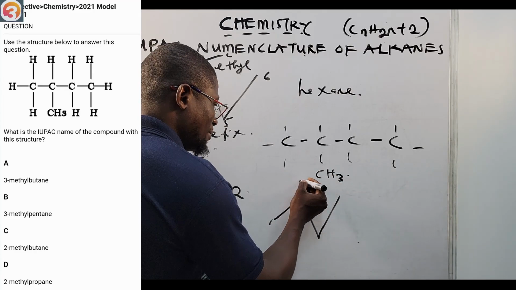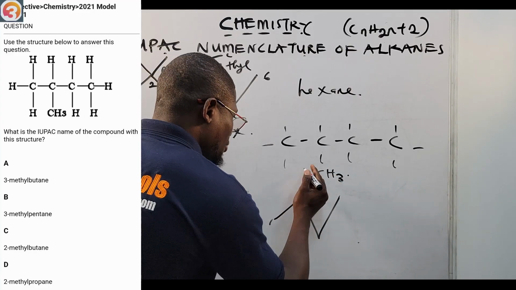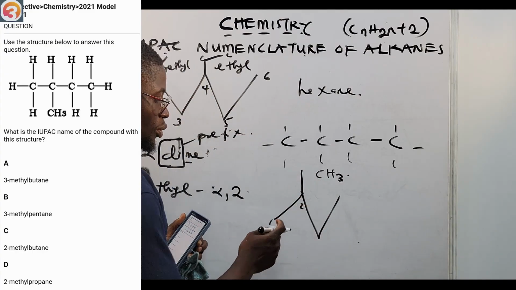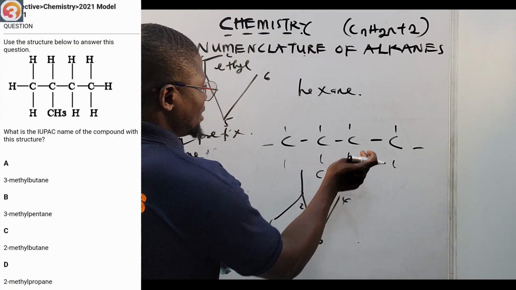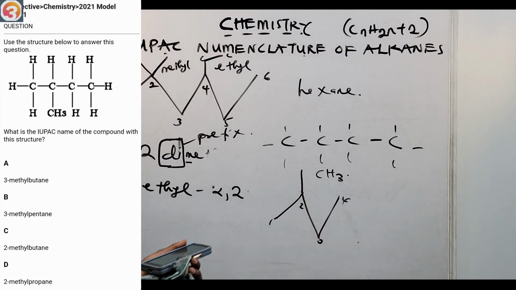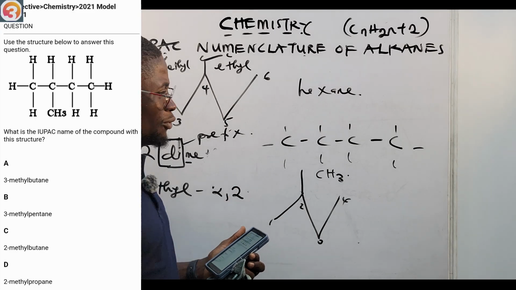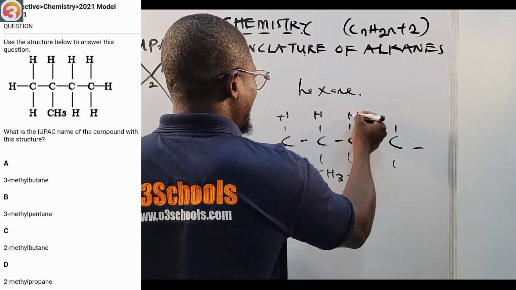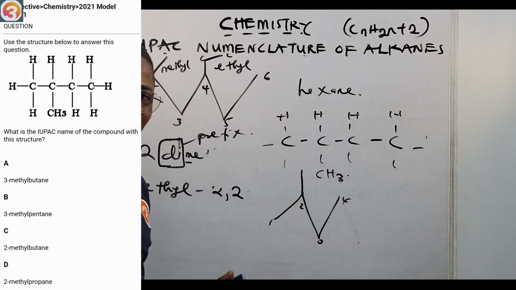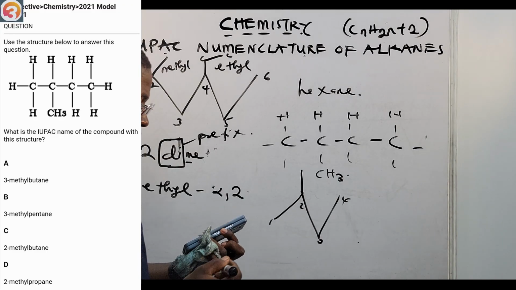On this second carbon, there's a methyl group. That means there's one branch here. So this is 2, 3, 4. This is in stick form. You get it. So stick form is quite easy and interesting.